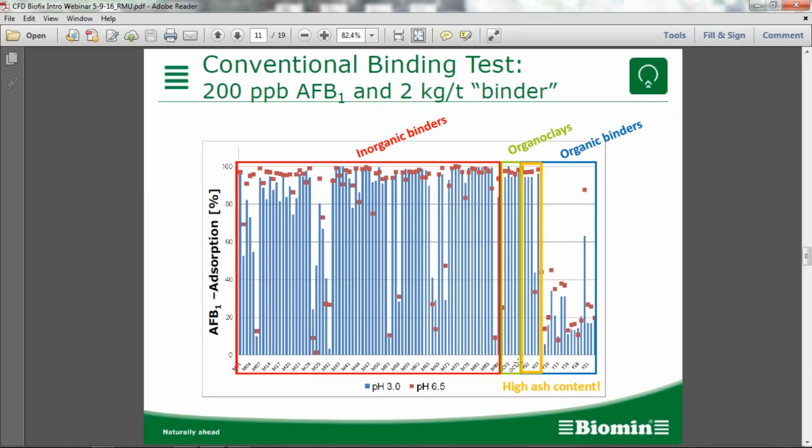So they bound quite well, as you can see with these ones, but it appears as though they're actually more of an organoclay, a combination product here. You can see the organic binders have much less binding efficacy in comparison with the majority of the inorganic products.